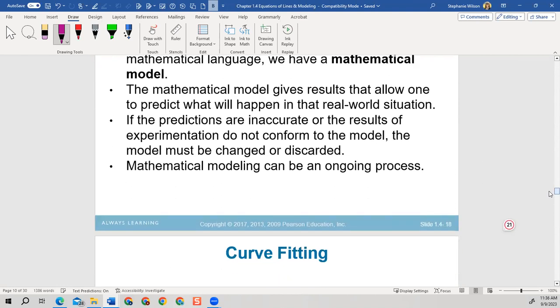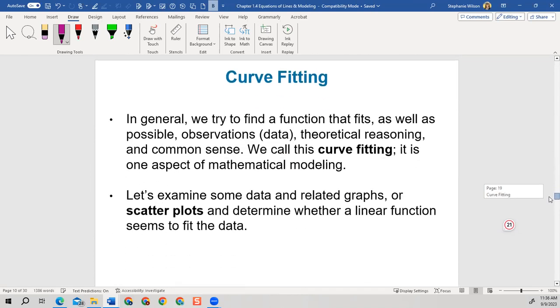If the predictions are inaccurate or the results of the experimentation do not conform, the model must be changed or discarded. So basically, what is the question that it's asking for? Does your answer make sense? Mathematical modeling can be an ongoing process. And sometimes you might have had an error in your calculation. Sometimes the model itself just will not work. And the model is an equation that we derived to fit it.